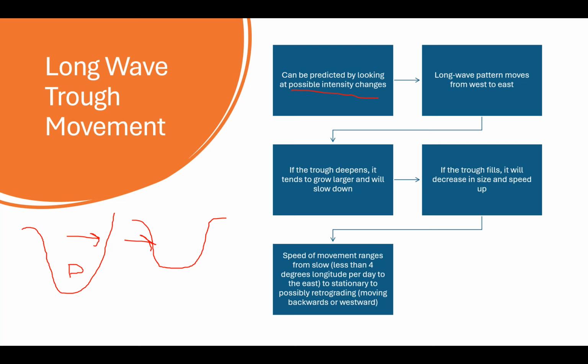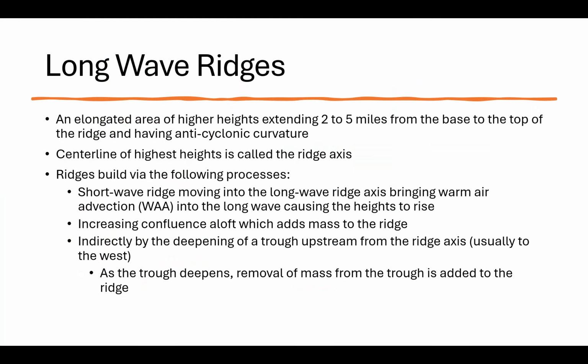And this is a weaker trough. It's going to move quicker. Again, there's their speed of movement. Now, when we talk about stationary weather patterns, you could have a very stuck pattern, so to speak, with the long wave pattern where there's really hardly any movement. And it actually can become stationary, or it can move backwards towards the west.